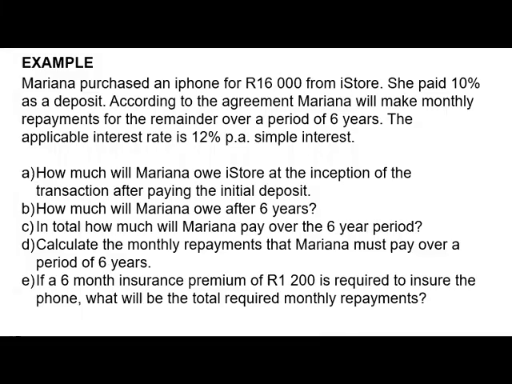According to the agreement, Mariana will make monthly repayments for the remainder over a period of 6 years. Please note that the remainder is the 16,000 minus 1,600. So right at the beginning of this agreement, Mariana owes us 14,400 because she paid 1,600 as a deposit. And then, whatever that 14,400 is, Mariana will have to pay over 6 years. The applicable interest rate is 12% per annum, simple interest.